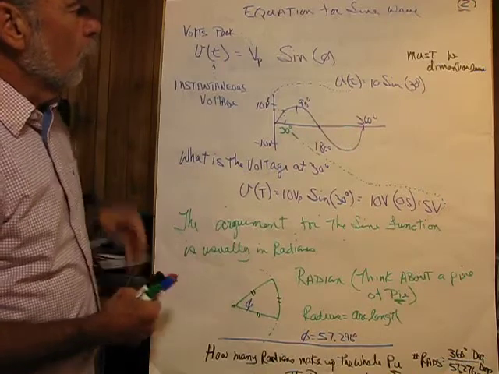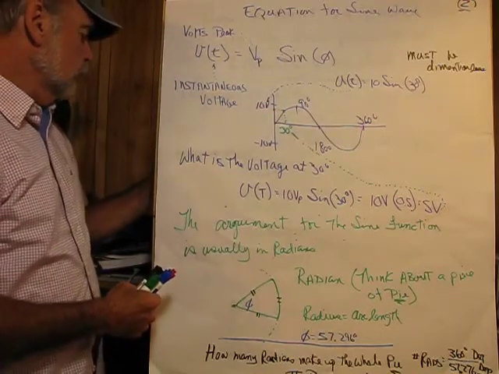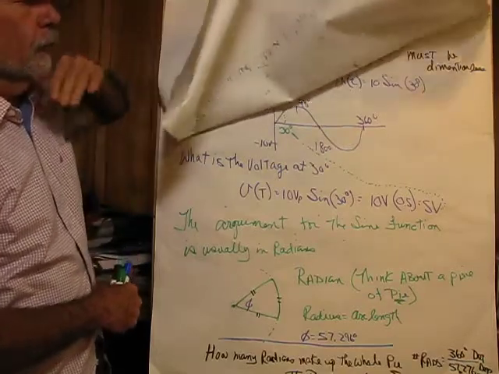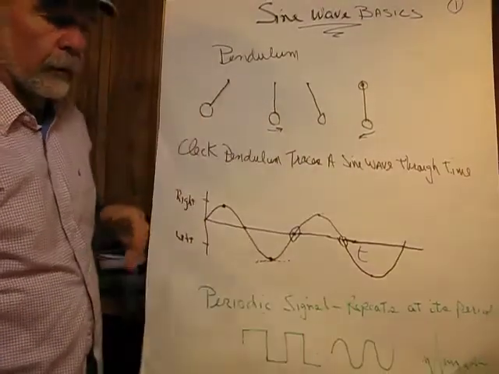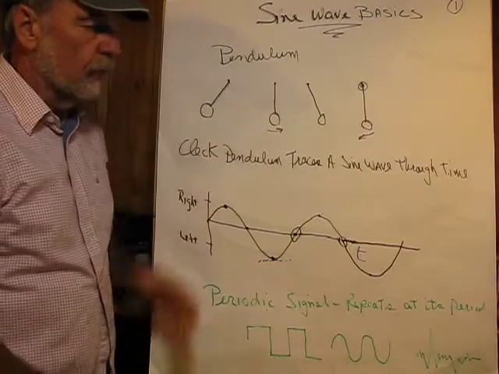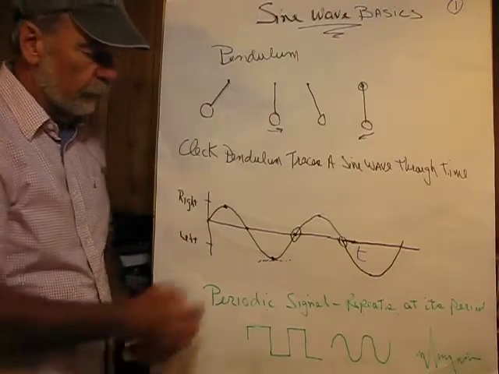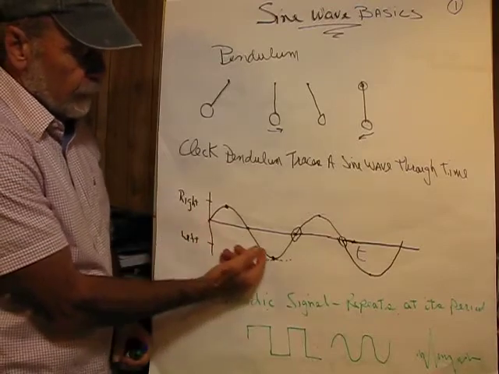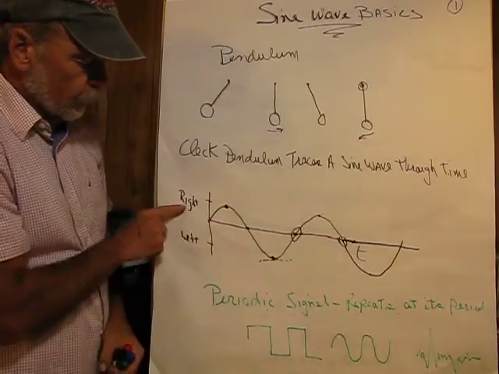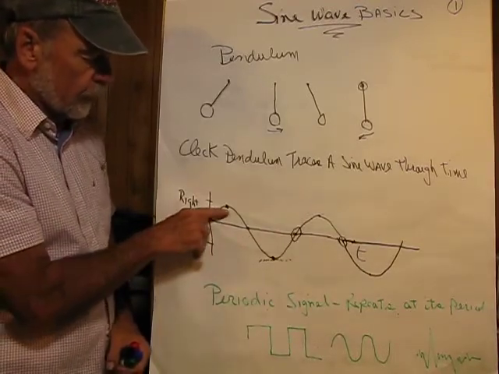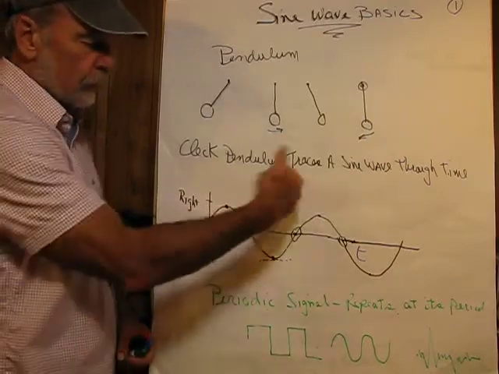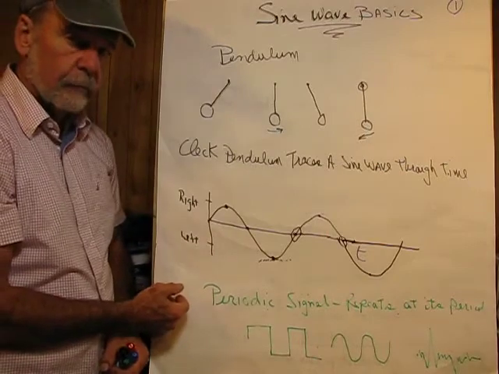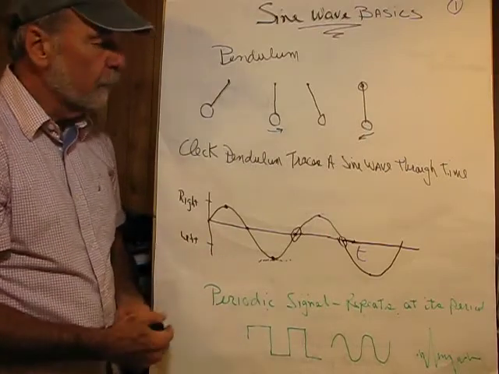So what we're going to do is take a look at a sine wave, and instead of starting out in the electrical sense, we'll start out with a clock. A pendulum of a clock traces a sine wave through time. Now, I've designated the sine wave, and this is kind of the way it looks, as right and left. So this is going to be the peak right deviation when the pendulum's on the right side, and the peak left deviation when the pendulum's on the left side.